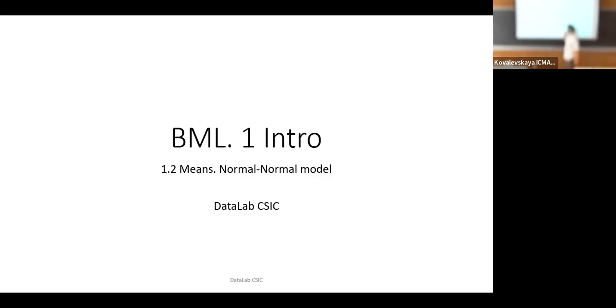So today we are going to focus on inference on means in the first part, and the type of models that we shall be using are called normal models, right?